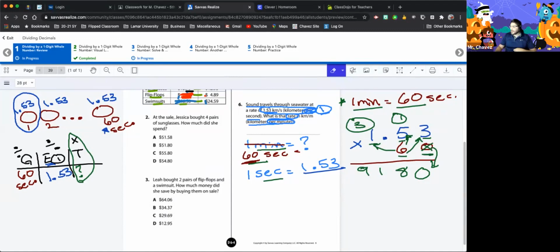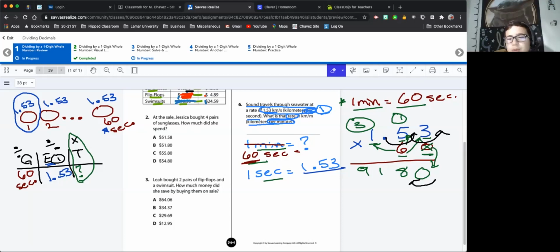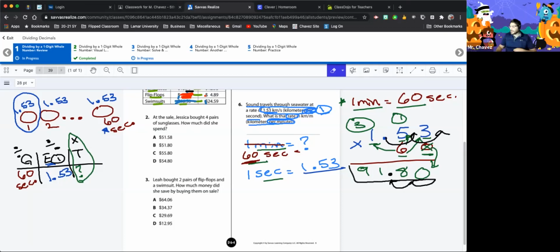How many spaces back do I go? 1, 2. So that means right here I need to go 2 spaces to the front. 2 forward. 1, 2, and there's my answer. 91 and 80 hundredths. So my answer could be like this: 91 and 80 hundredths, or it could be 91 and 8 tenths. It'd be the same thing. I could have the 0 or not. It's up to you. It doesn't matter. And there you go. There's our review.